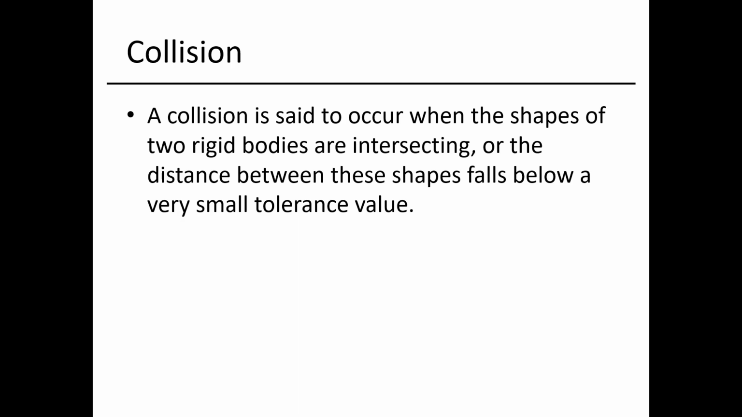This lecture discusses how basic physics can be incorporated into a virtual scene through collision detection in order to make it seem more realistic. In terms of physics, we know collision as the event of two bodies coming in contact with each other. But in the field of graphics, we define all bodies in terms of curves and surfaces. Hence, collision here must be defined in terms of shapes. So in graphics, collision is said to occur when the shapes of two rigid bodies are intersecting or overlapping. Or in other words, the distance between the shapes falls below a very small tolerance value.